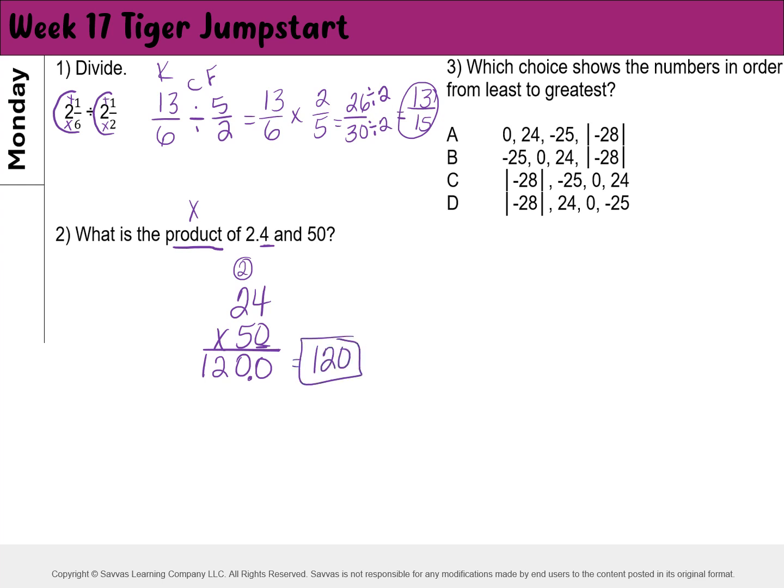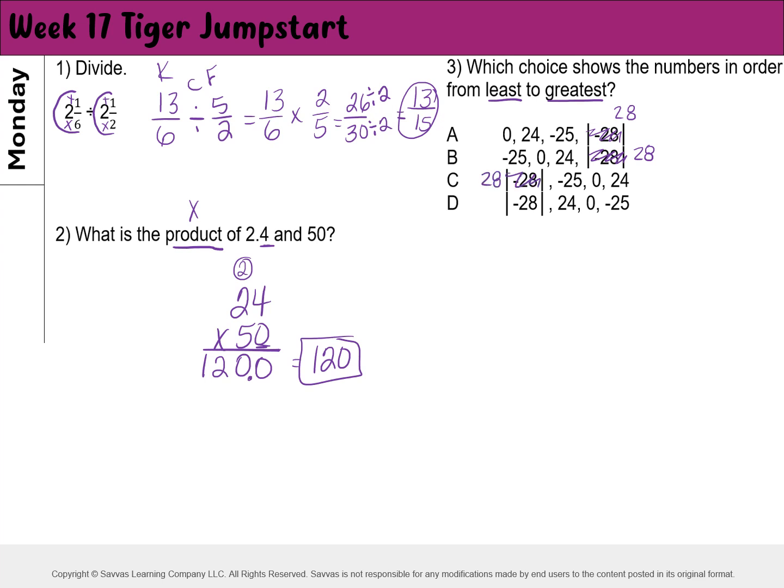Number 3. Which choice shows the numbers in order from least to greatest? From least to greatest. Remember, if you see straight bars around a number, that is its absolute value. That's an actual math problem you need to solve. So the absolute value from 0 to negative 28 would just be a 28. So let's remove all of these and put 28.